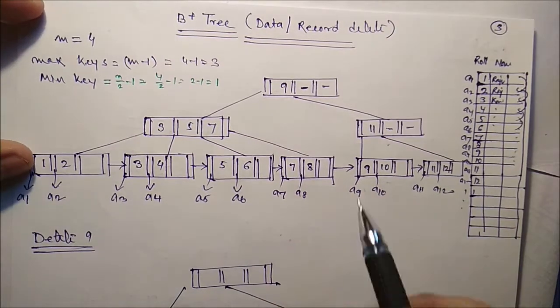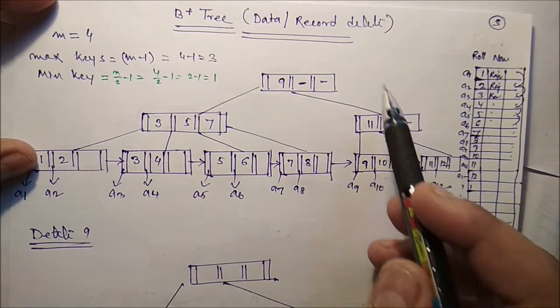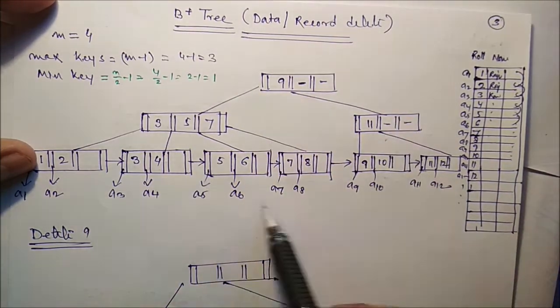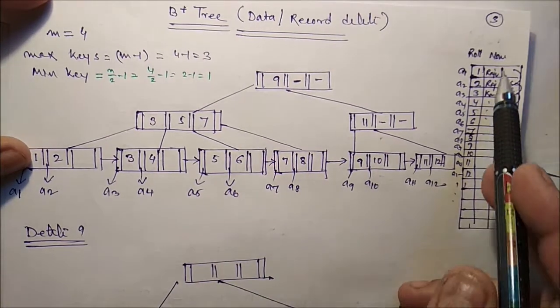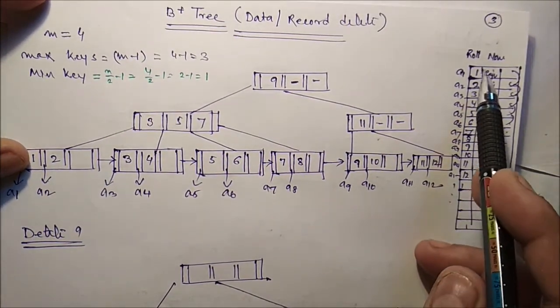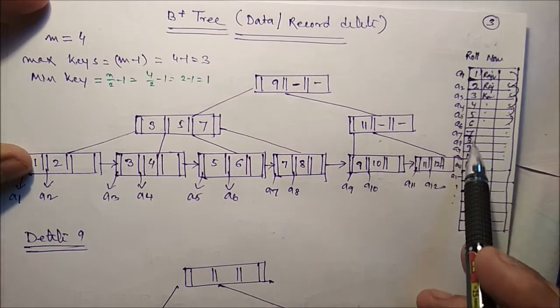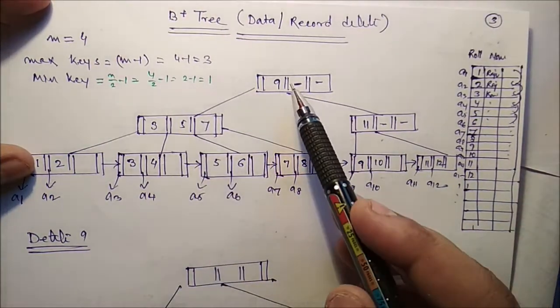Welcome back friends. In the last video we have seen what is B plus tree, how to create the B plus tree and what is the use of B plus tree. Now this is our data file, and we want to access any particular roll number. So we have to access this particular B plus tree.